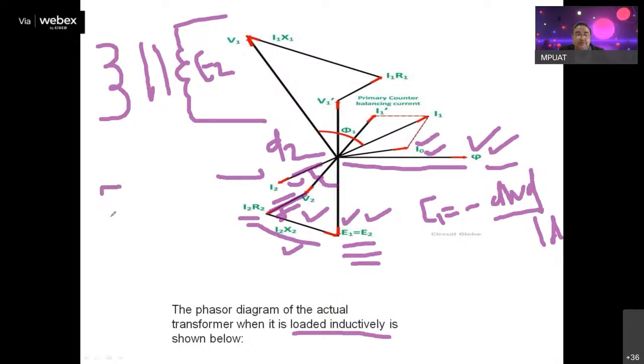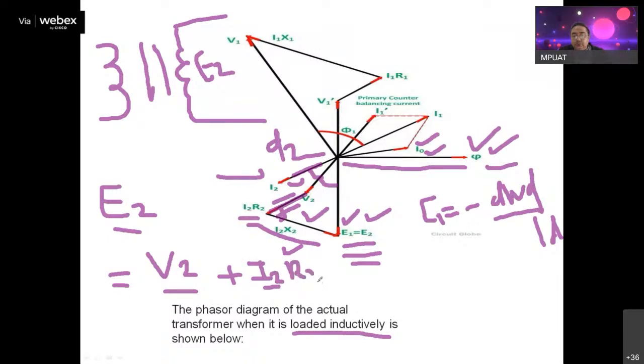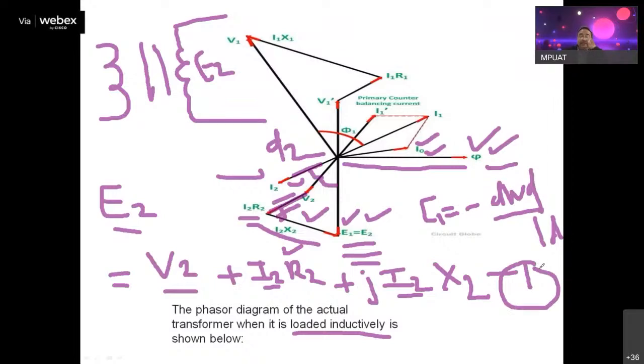So I can write down mathematically E2 phasor is nothing but equal to your terminal voltage V2 phasor plus I2 phasor R2 plus j I2 phasor X2. So this is a very important equation we have got. Okay, you have to understand how my secondary is working.